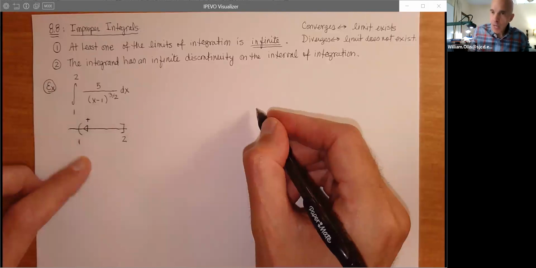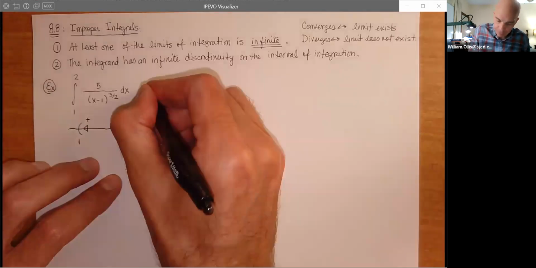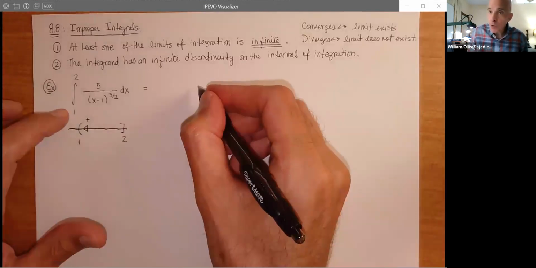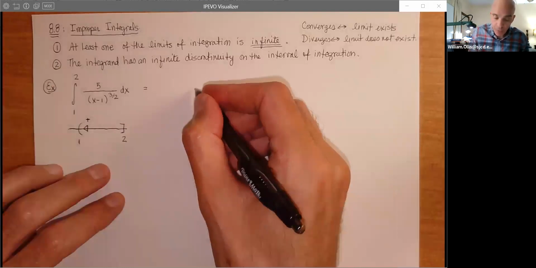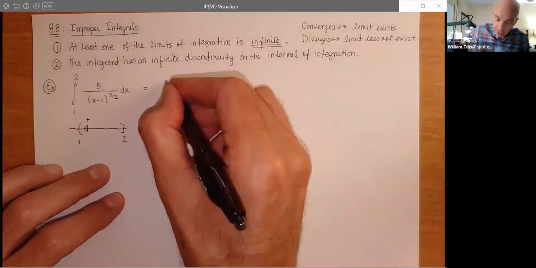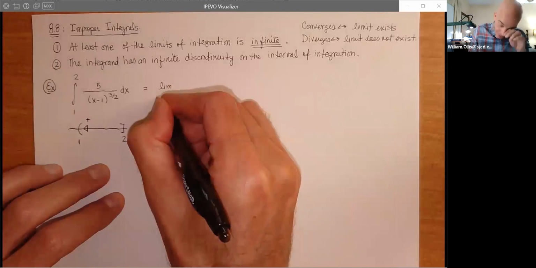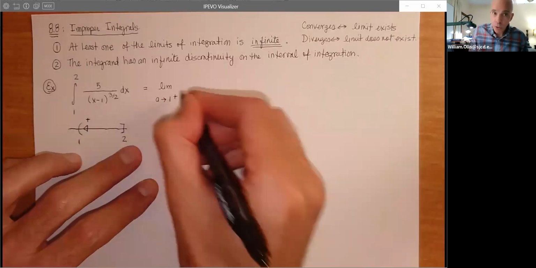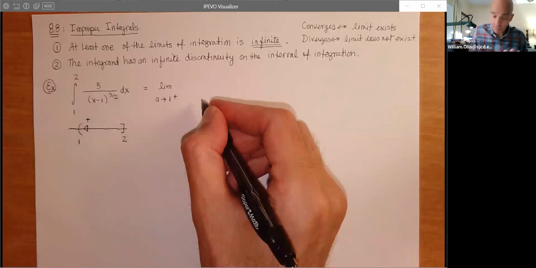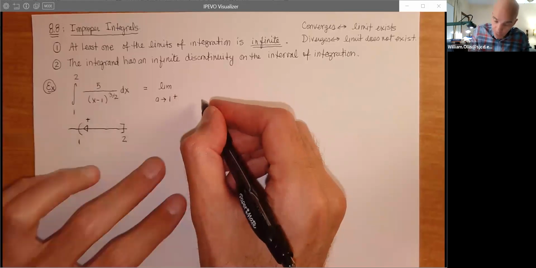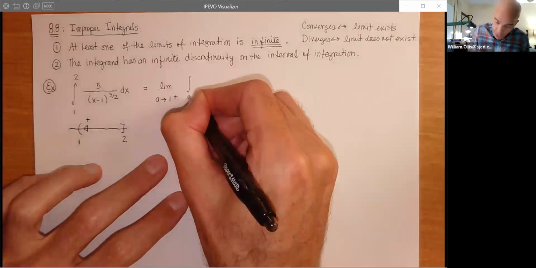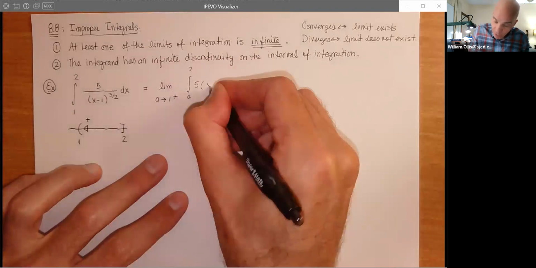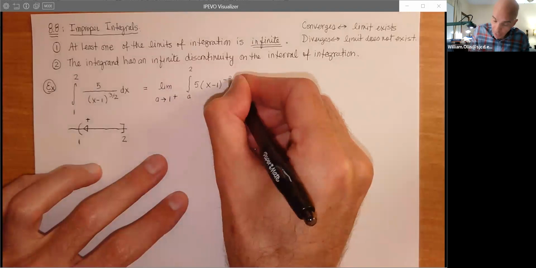So the definition will be this. And this is where you can choose whatever you like. We usually like a for the lower limit and b for the upper limit. So the issue is at 1. So we're going to say the limit as a approaches 1 from the right. Draw your little number line and get the idea placed into your head, and then say, okay, integral from a to 2. And I'm going to go ahead and write this in a user-friendly way: x minus 1 to the negative 3/2 dx.